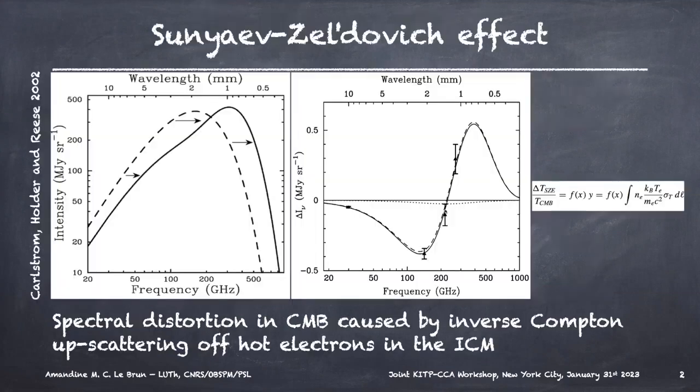For those who've never heard of the Sunyaev-Zeldovich effect, it's basically a shift in the CMB spectrum. It's equivalent to a shift in temperature. What happens is the CMB photons, when they go across clusters, get upscattered in energy by the electrons of the hot gas, and it is equivalent to changing the temperature of the CMB by an amount proportional to the integral over the line of sight of the pressure in electrons in the gas, as shown by the equation on the right.